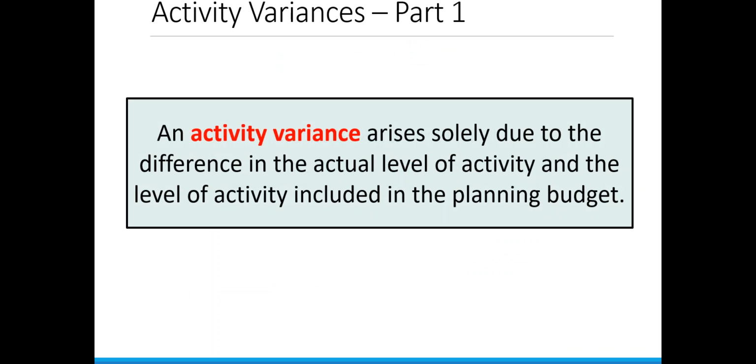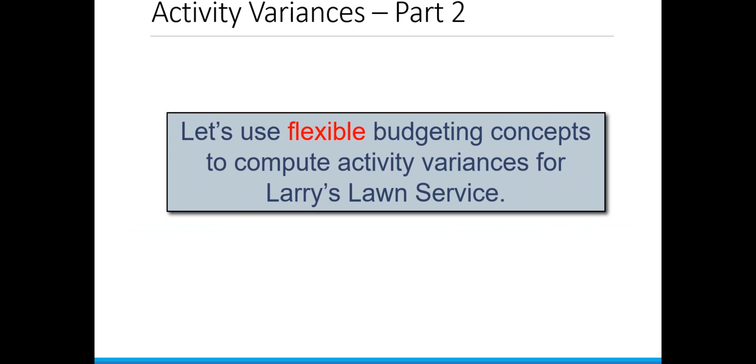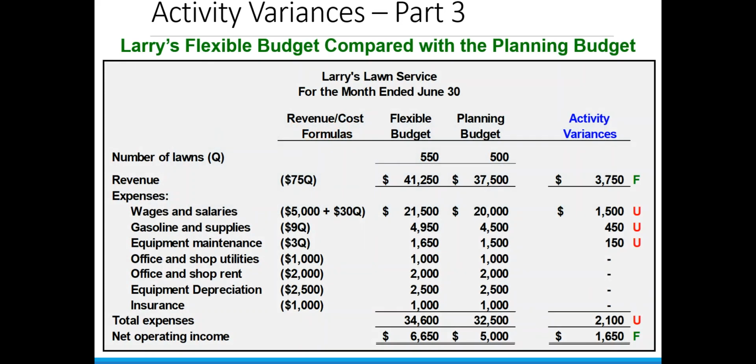So when we look at the variances between the flexible budget and the planning budget, we're really looking at an activity variance because the only reason that these are going to differ is because the activity levels are different. So let's take a look at that. The planning budget was at 500 units. By the way, that does not change. The planning budget will not change.